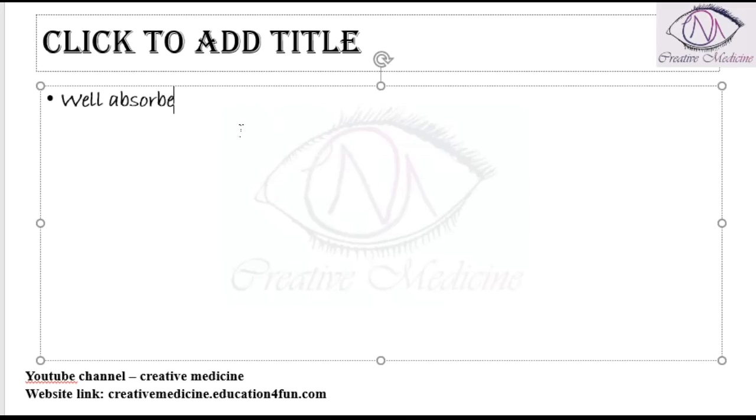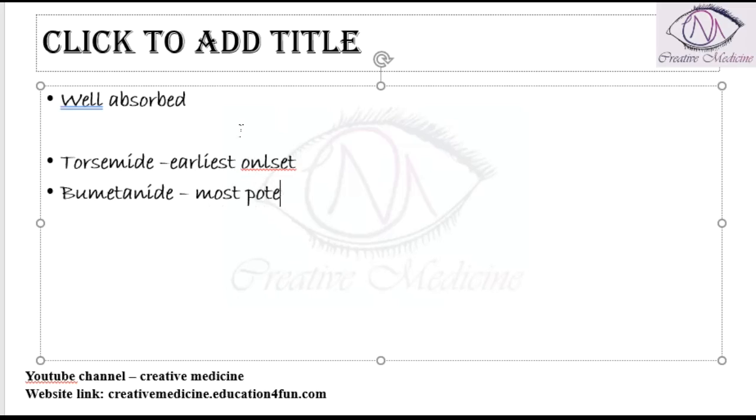Among all those drugs, we have torsemide. Torsemide has the earliest onset of action when compared to other drugs. Then we have bumetanide, which is the most potent drug. Then we have furosemide. Furosemide acts for around 6 hours.